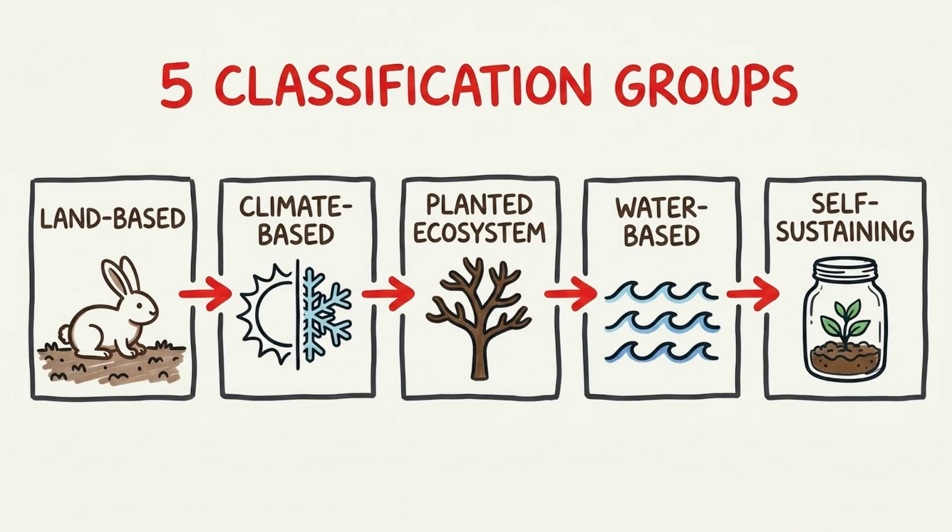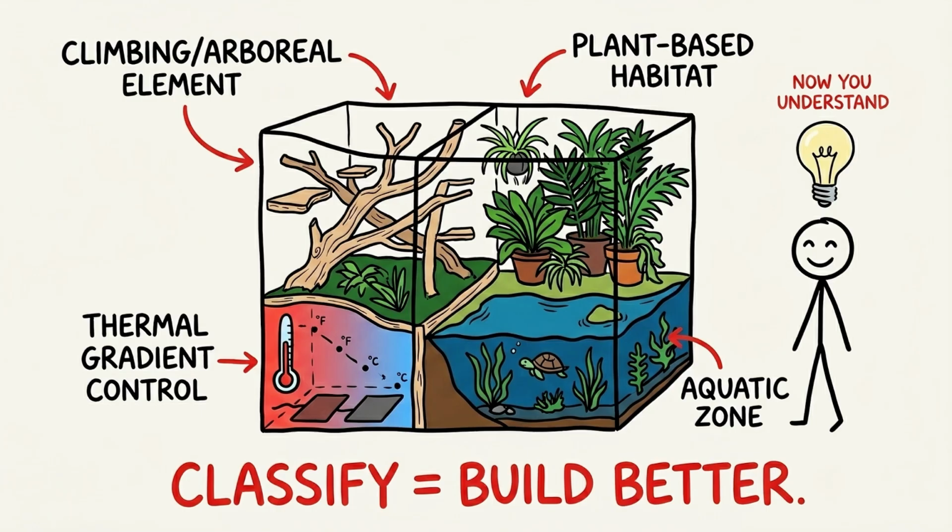Most vivariums can be understood through these 5 major classification groups: land-based, climate-based, planted ecosystem, water-based, and self-sustaining. Many builds combine elements from more than one group, and that is where the hobby gets interesting. Once you understand the classification, every vivarium becomes easier to understand, build, and compare.